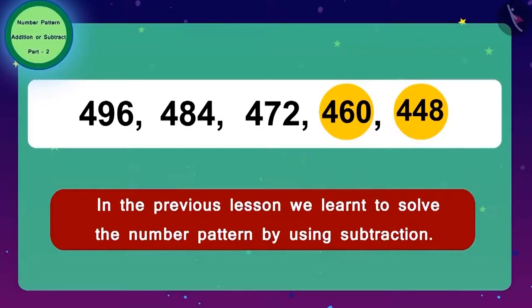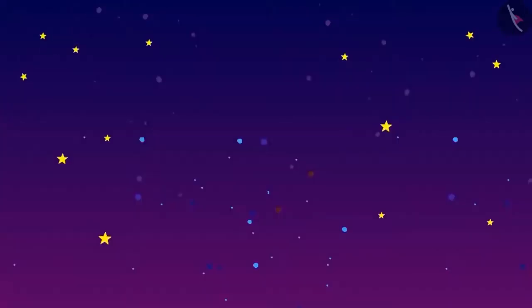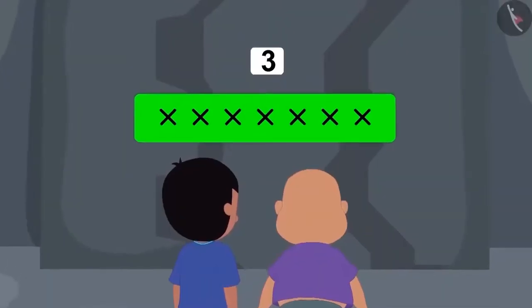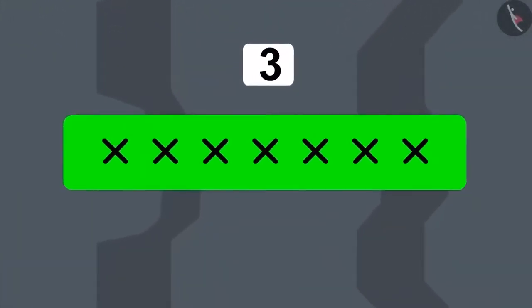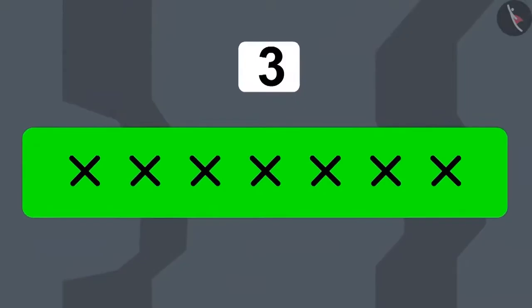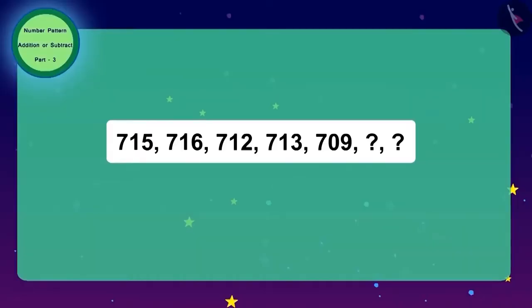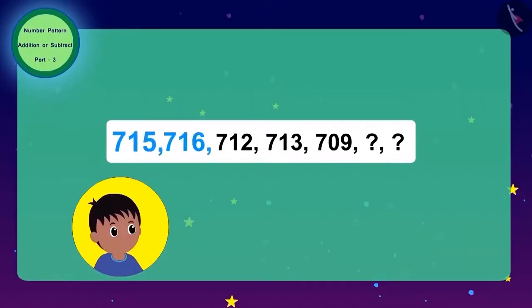In the previous lesson, we learned to solve the number pattern by using subtraction. We will see some more number patterns in this video. Let's see what Jeev's last code is. The last code of Jeev looks something like this. Raju saw the first two numbers of the code and he felt that in this pattern of the code, one is added to get the next number.